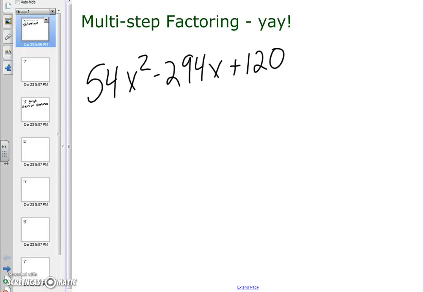So as you can see here, the numbers are a lot bigger. So let's see, is there anything that we can factor out to make it nicer? Do the numbers have anything in common? Do the variables have anything in common? In this case, the numbers do, but the variables don't. So we see, what do 54, 294, and 120 have in common? What's the biggest thing they have in common? In this case, it's 6. So we factor out a 6.